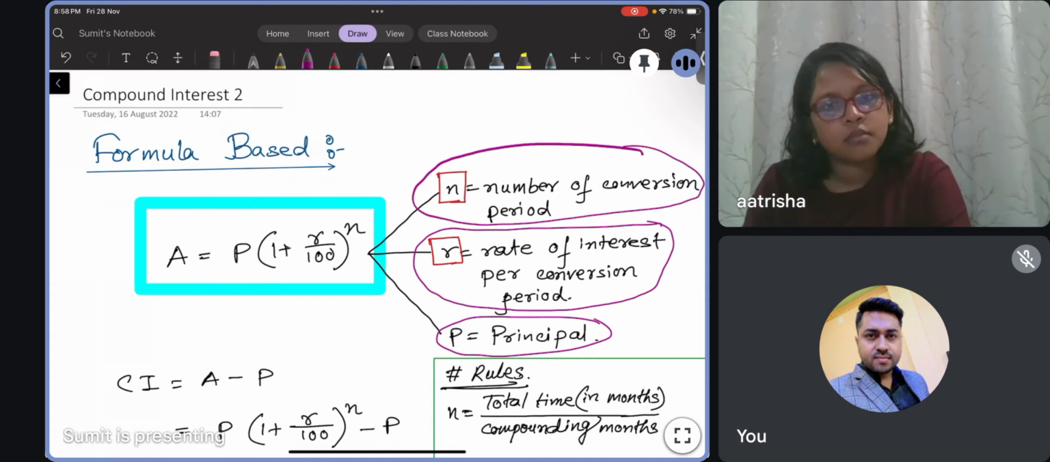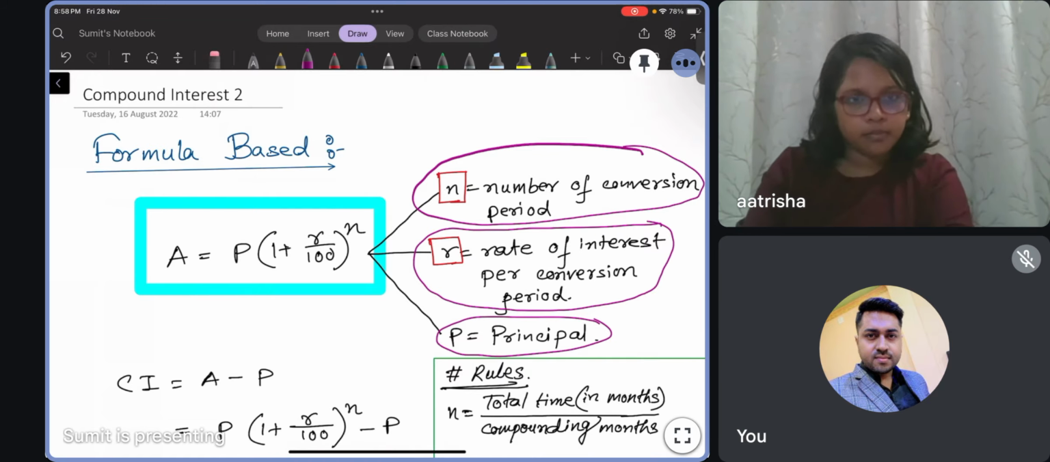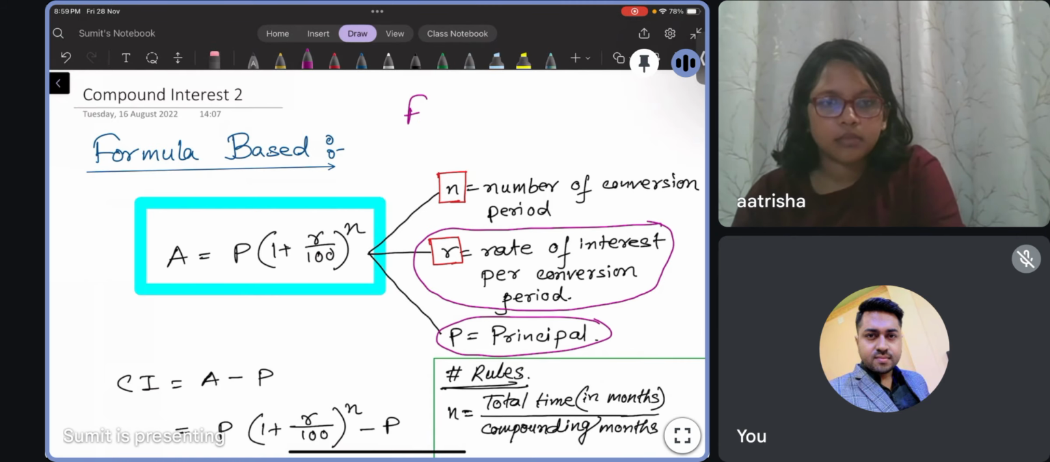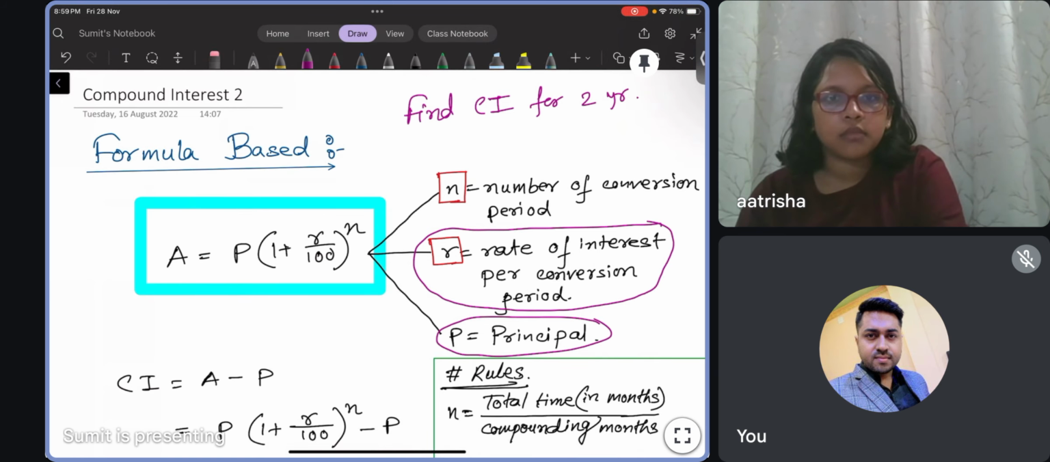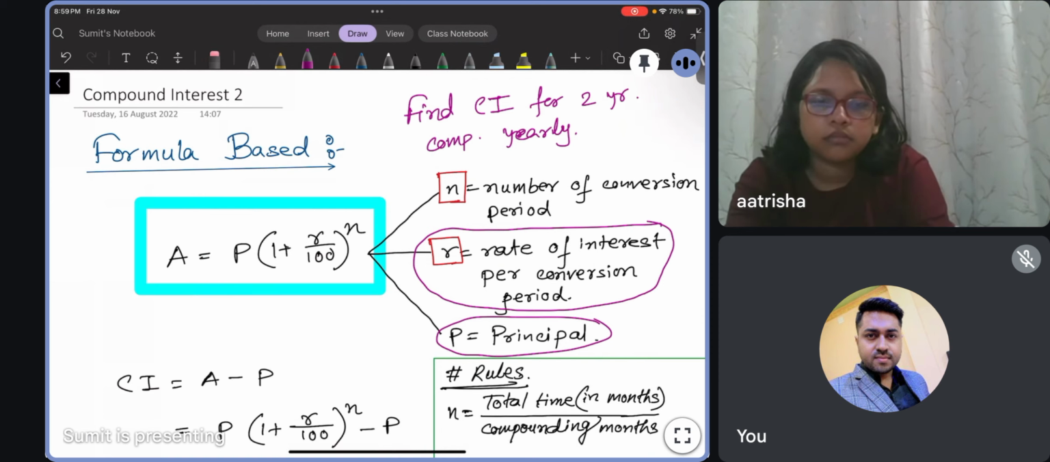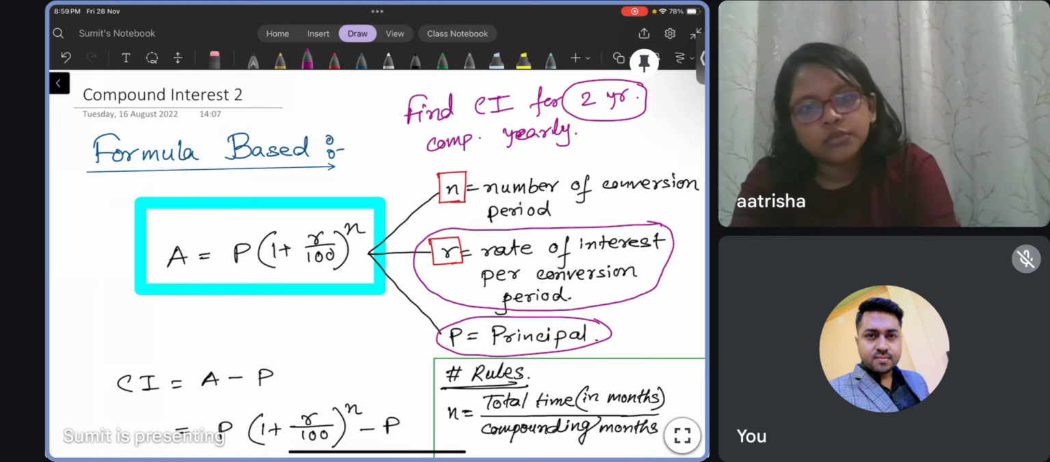N here means number of conversion periods. So what is meant by number of conversion period? You have done the sums, we did a sum a little while ago, find the CI. I am just giving an example. Find CI for 2 years compounded yearly. Compounded yearly means you have to pay the compound interest on a yearly basis. So for 2 years, how many times do you have to pay the interest? 2 times. That 2 times is the n.